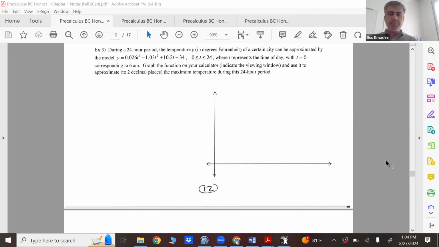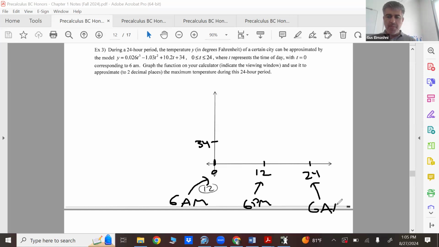So you can go from 0 to 24 clearly, right? And when I plug in 0, I know I get 34. So gosh, it's 34 degrees Fahrenheit. That's cold. Probably winter. And of course, that corresponds to 6 a.m. I'll do 12 here. That corresponds to 6 p.m. And that's going to be 6 a.m. the next day. Okay.